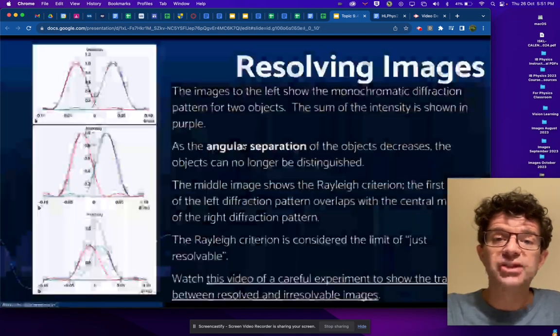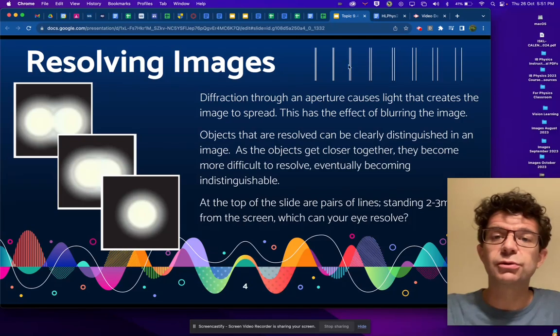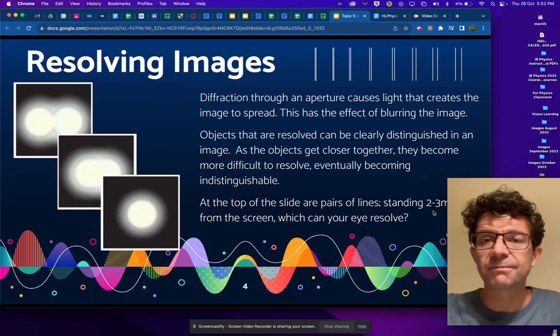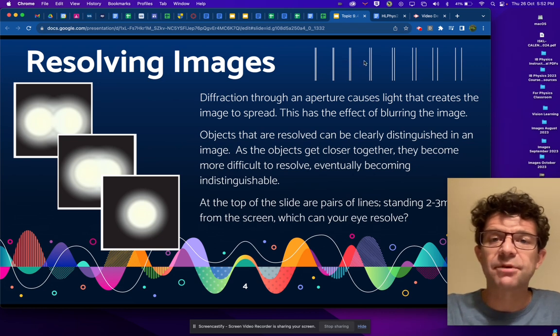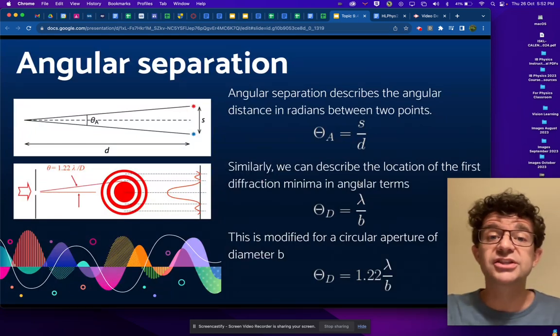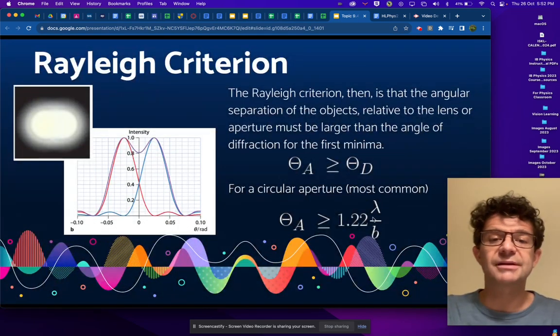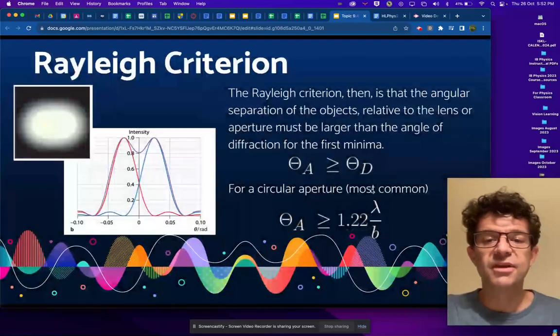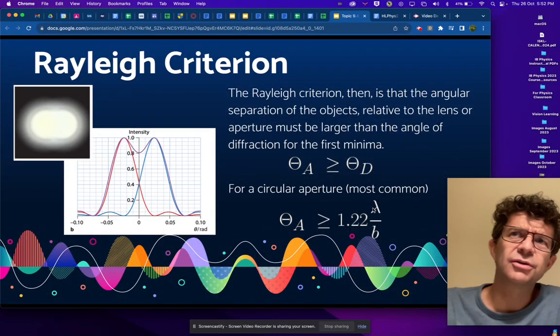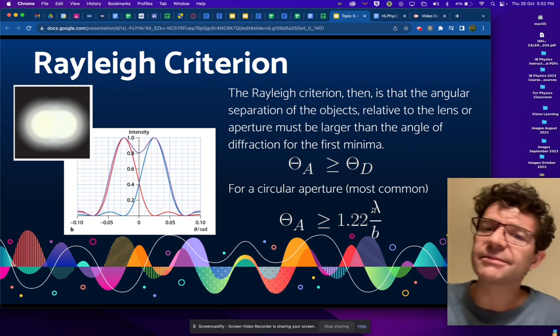You can go back to looking at the two lines here that you can just resolve from a distance of 2 to 3 meters. You can find their angular separation by looking at the distance between the lines and dividing by the distance you're standing away from the screen. And you can use that to figure out when you can just resolve them. That will tell you something about the aperture of your eye, right? Especially if we assume that the wavelength of light is something like green.